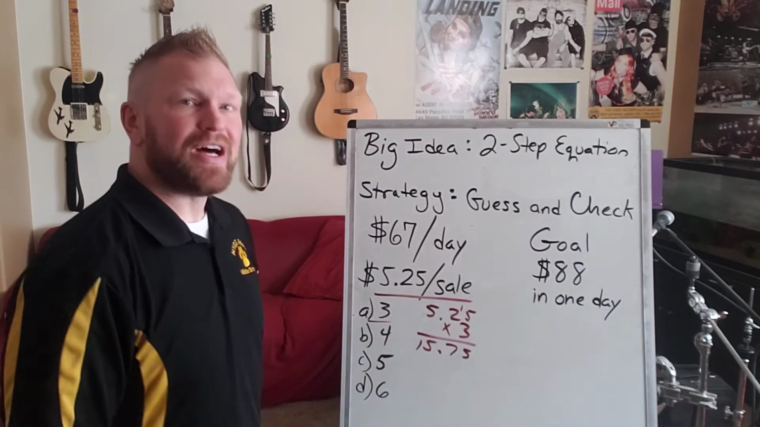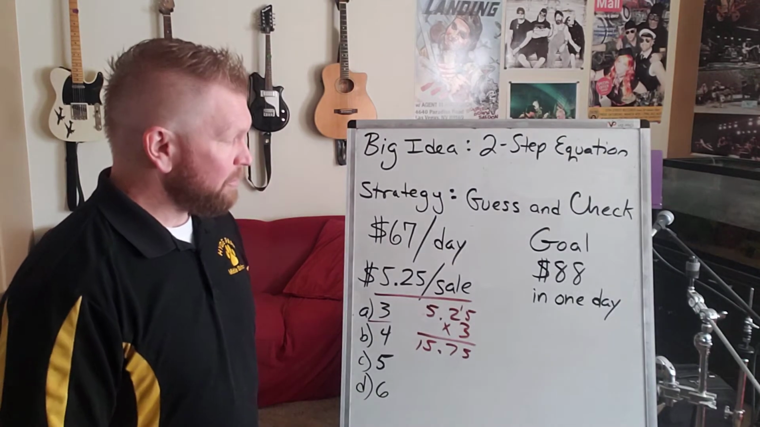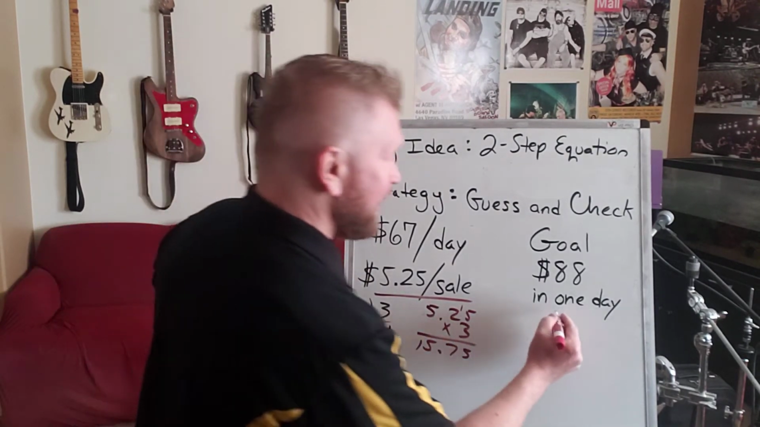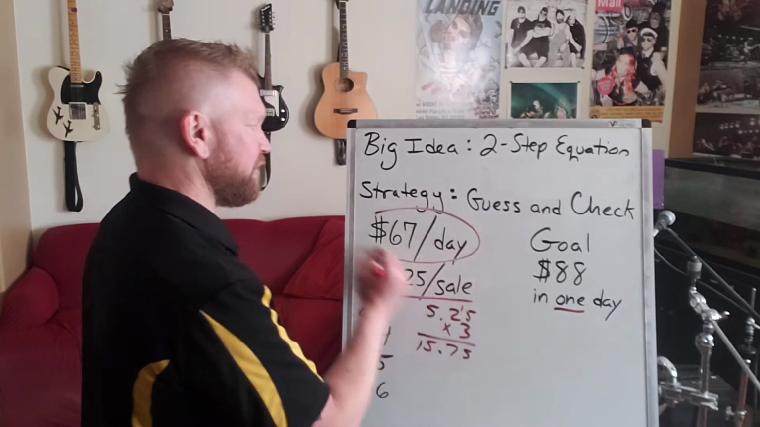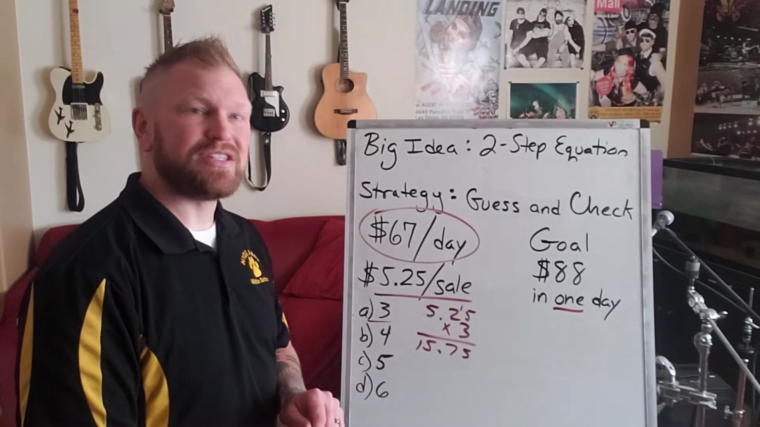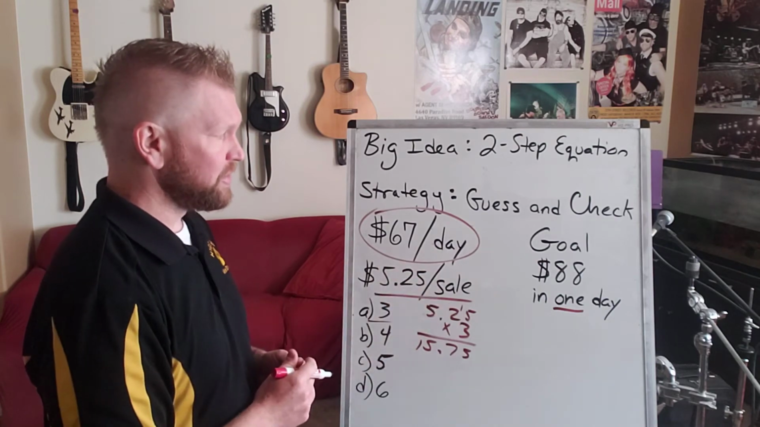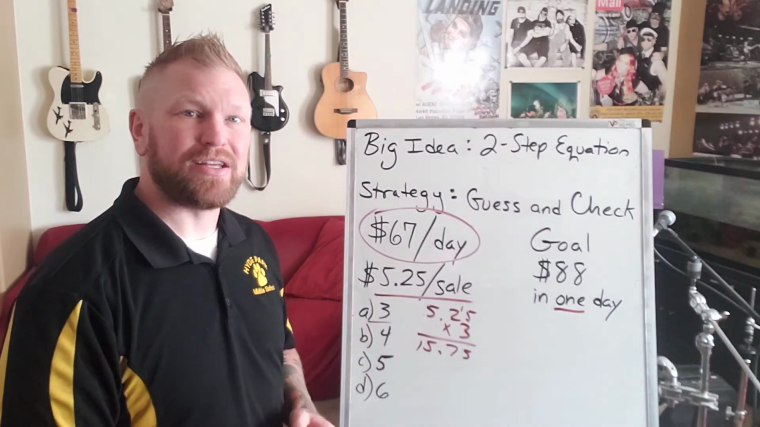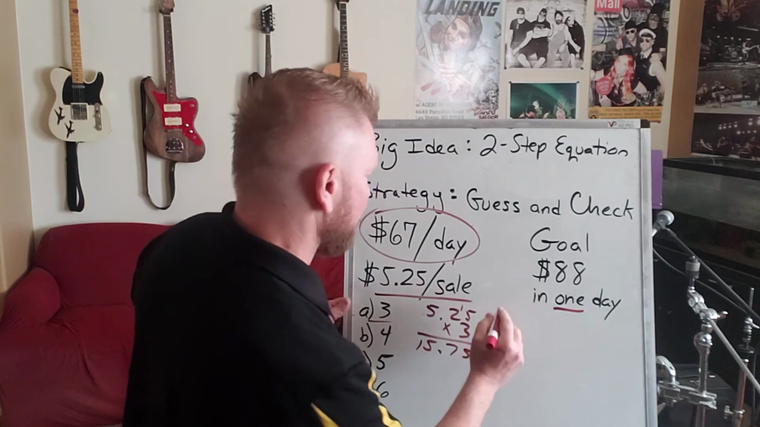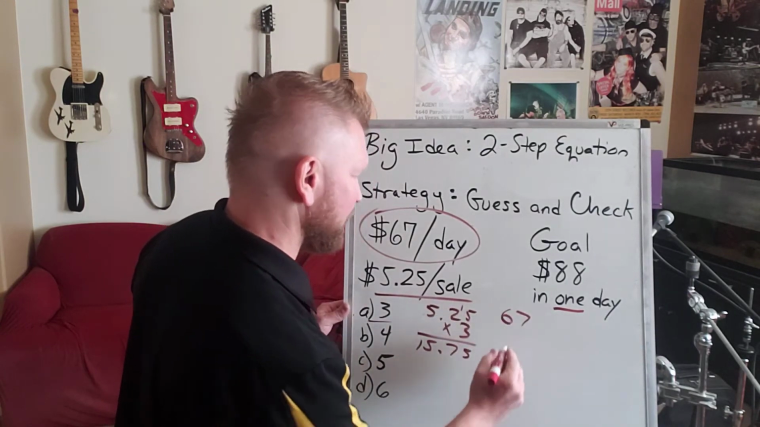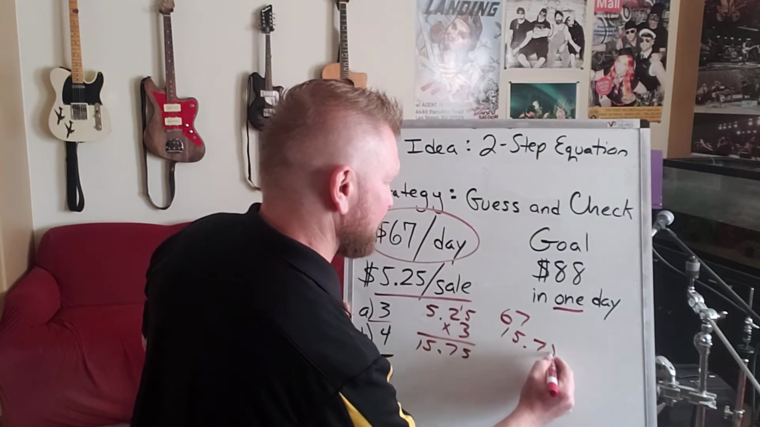Looks like that would be $15.75. But remember, that was in one day, so you also get this money for working that day. So you get $67 per day. And you get the money for making all those sales. So how do we figure out how much total money that is? Well, you have to add the $67 to the $15.75.